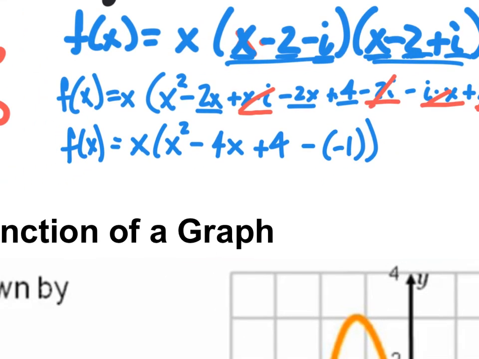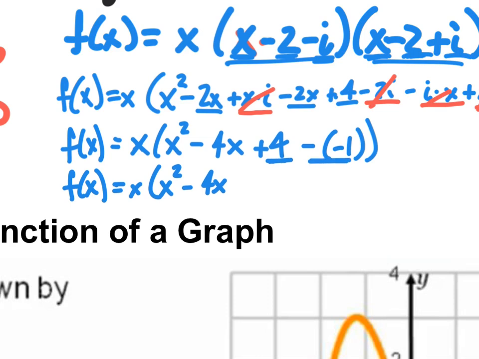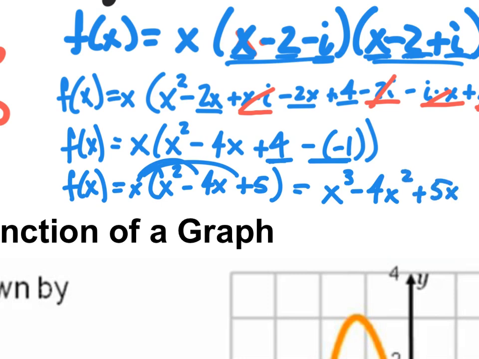All right, so what I end up getting is my function f of x is equal to x times x squared minus 4x, and then I have 4, and then plus 1. Minus a negative is plus 1, so this becomes plus 5. Then I multiply out my x, and so we end up getting x cubed minus 4x squared plus 5x.